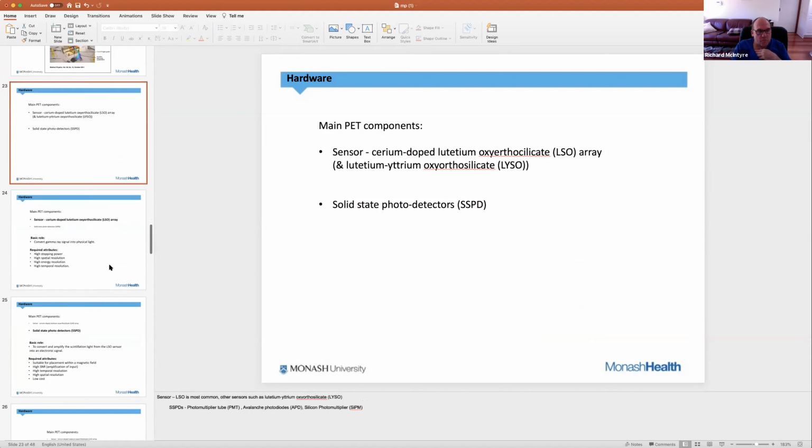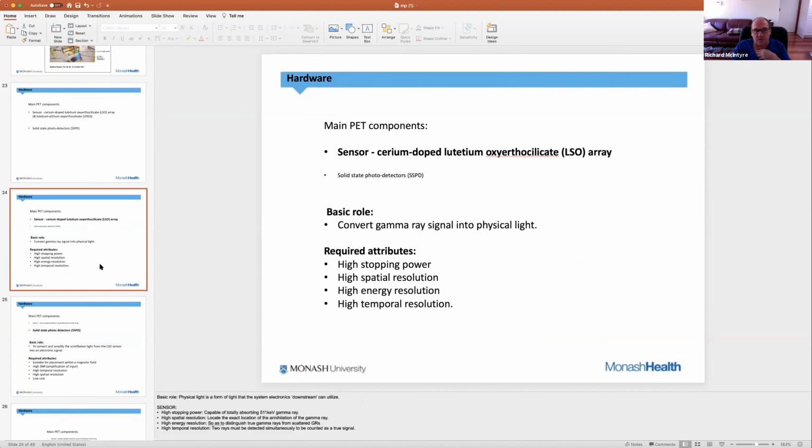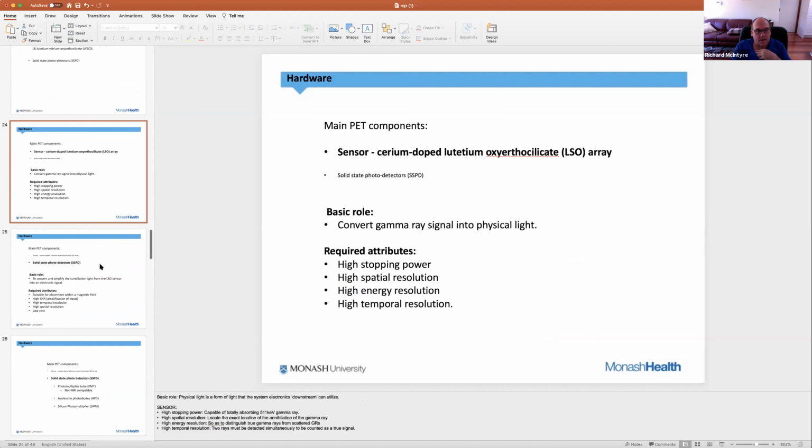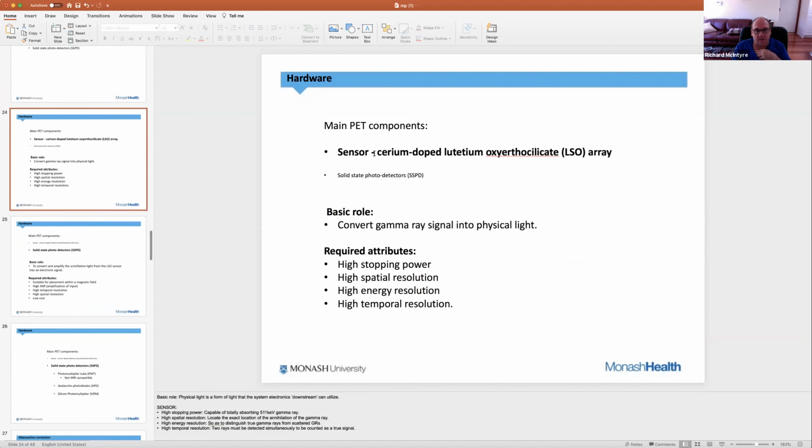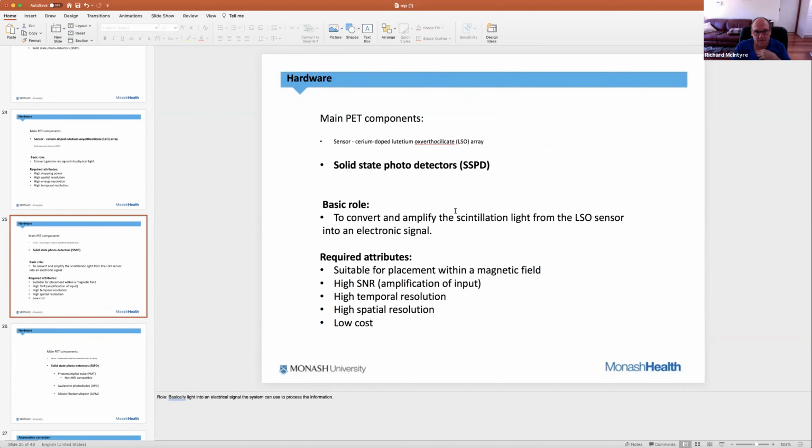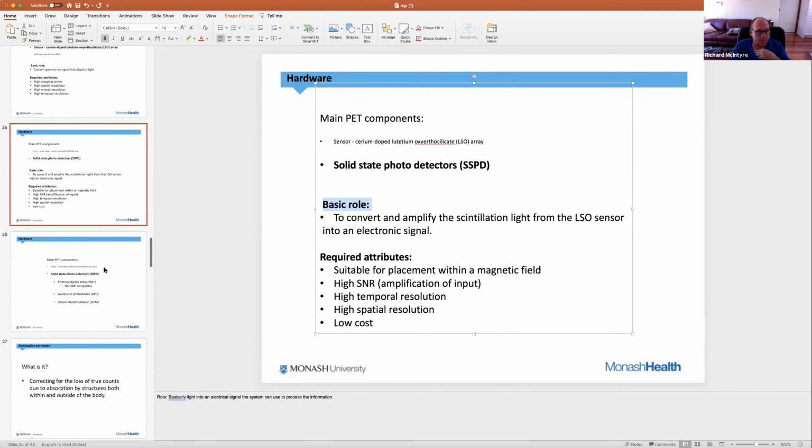Don't worry too much about this hardware, in so much as photosensitive things. I'm not going to be testing you on solid state detectors. They're not going to be in the test, okay? And I'm not even going to worry about basic roll off them. Suffice to say, it's a PET detector, okay?